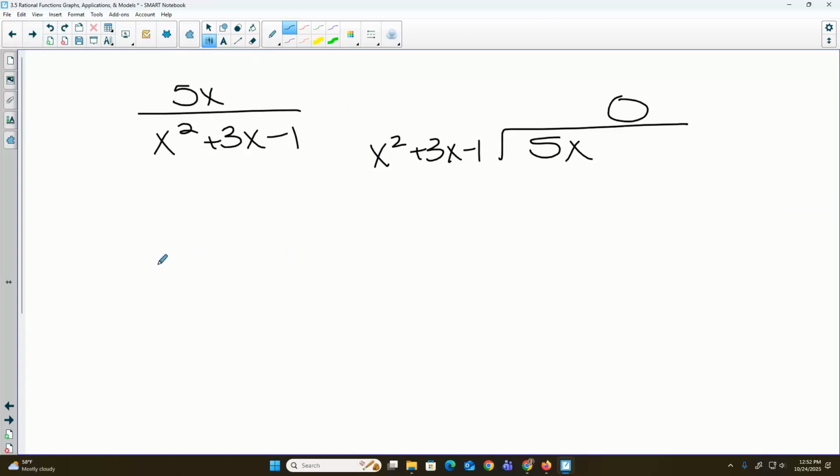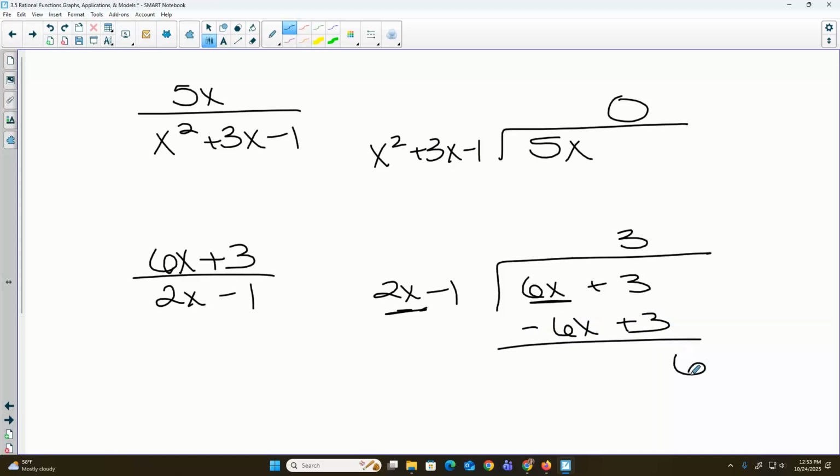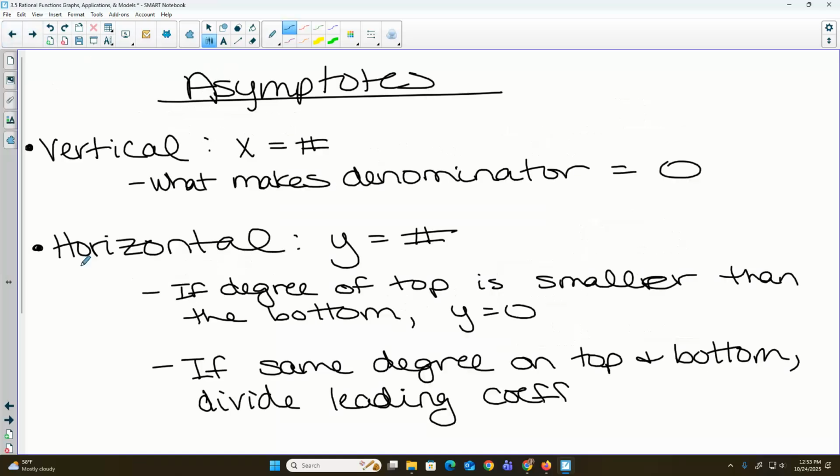But if I said I wanted 6x plus 3 divided by 2x minus 1, and you go to set up your long division, what's 6x divided by 2x? 3. And then once you do that, when you get to this point, can you do 6 divided by 2x? No, so everything else is the remainder. So this 3 turned out to be my horizontal asymptote. So it's like the quotient if you ignore the remainder. That gives you the horizontal asymptote.